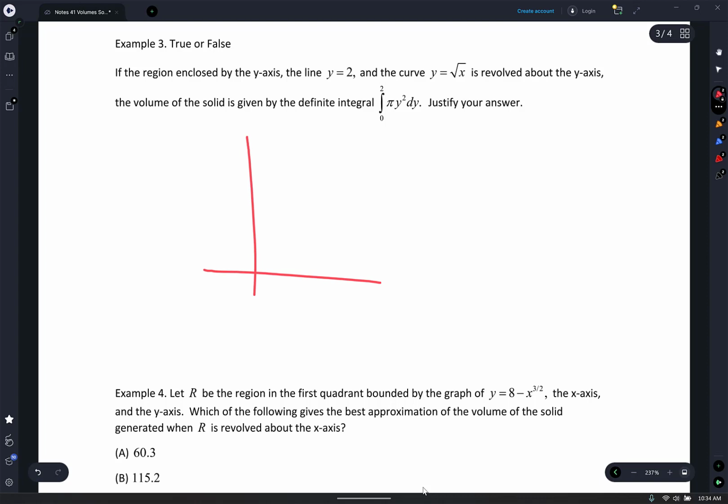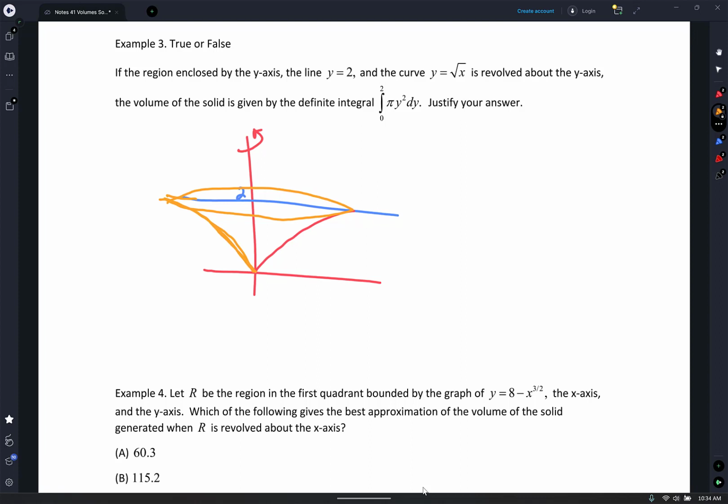So y equals 2 is up here, and y equals square root of x. I'm going to exaggerate it. And I'm rotating this about what axis? So there it is. I'm rotating it about the y-axis. So now it's going to look like this, like a funnel. Yeah, it's actually a perfect funnel. Not quite a cone, because the edges are curved.